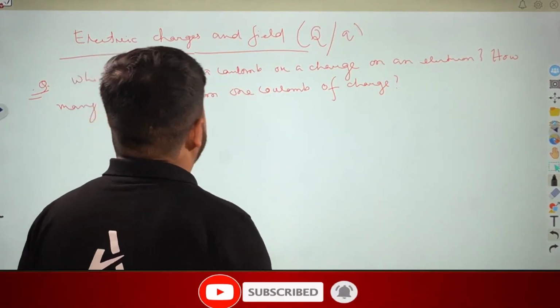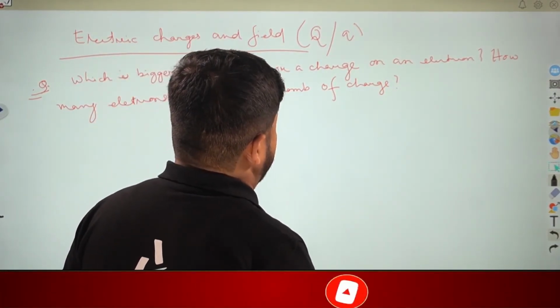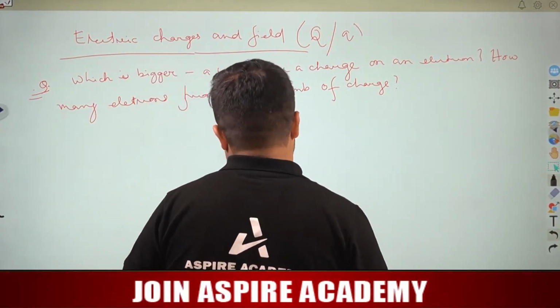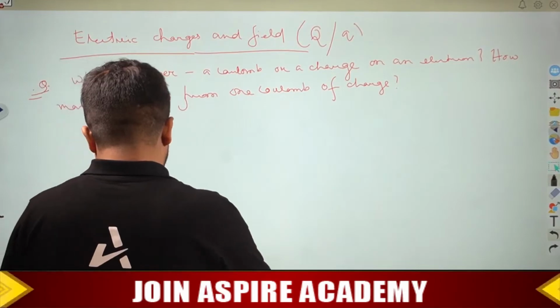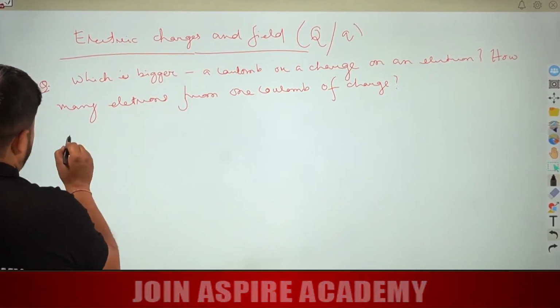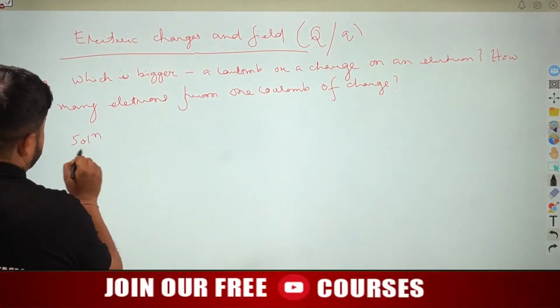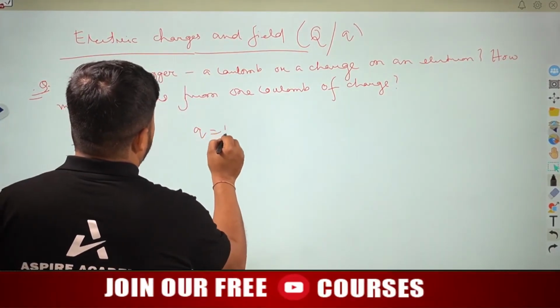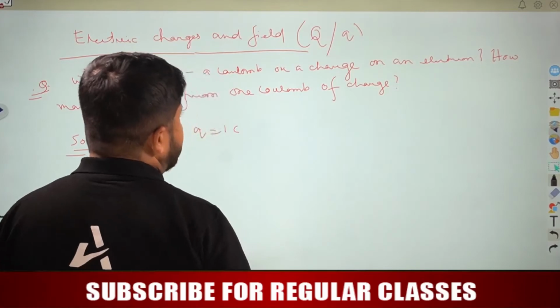So which is bigger, a coulomb or a charge on an electron? How many electrons are there in a coulomb of charge? First of all, which one is bigger? First of all, how can you solve this? Suppose Q is equal to 1 coulomb, or a charge on an electron.